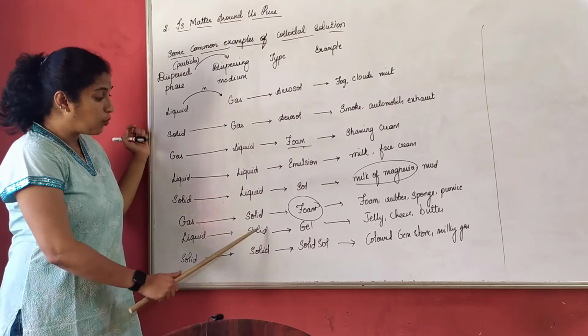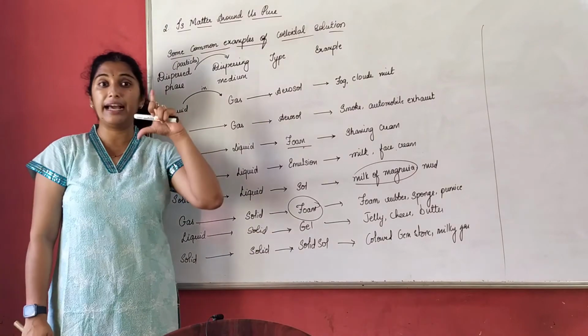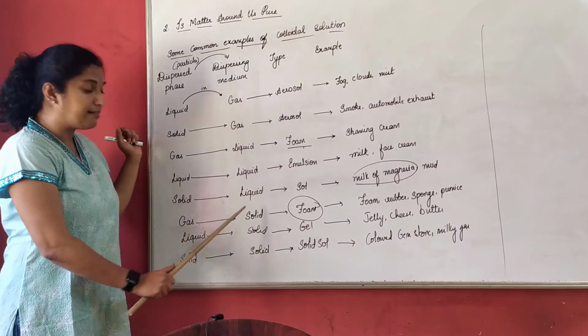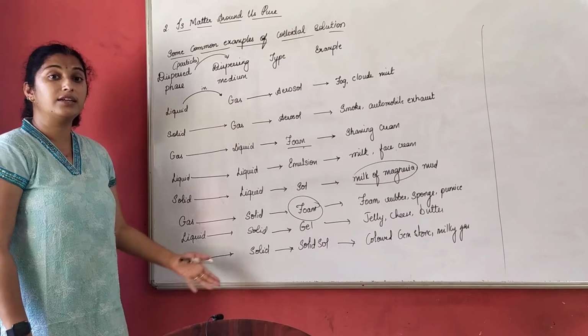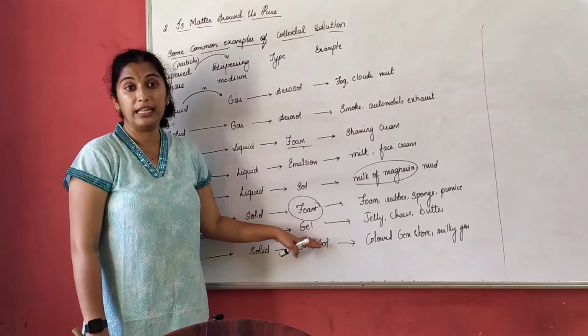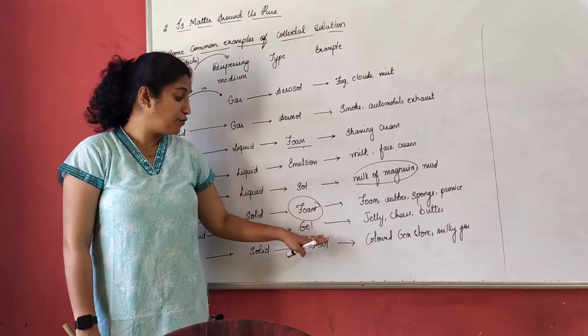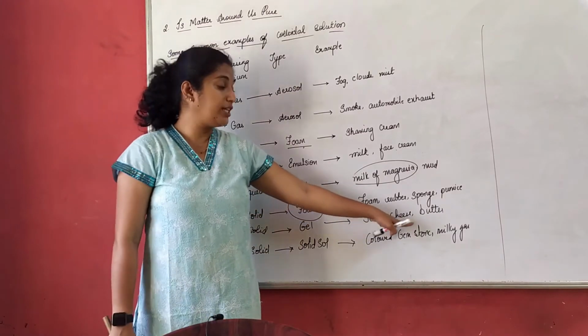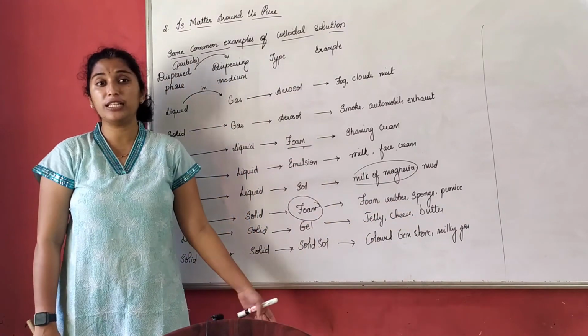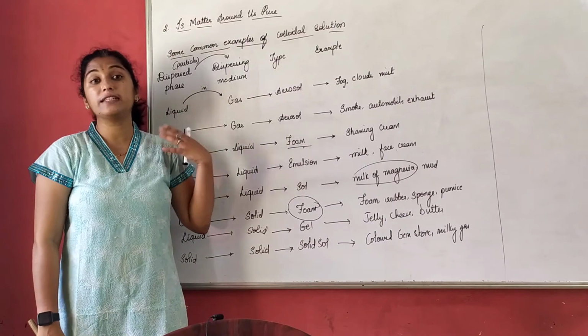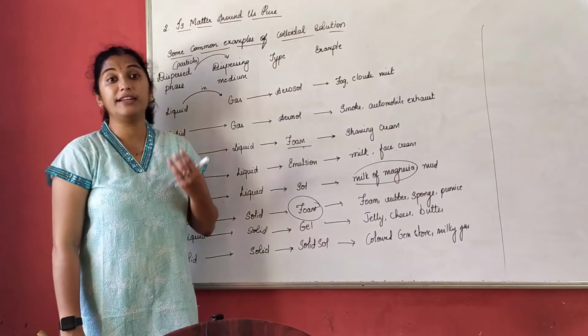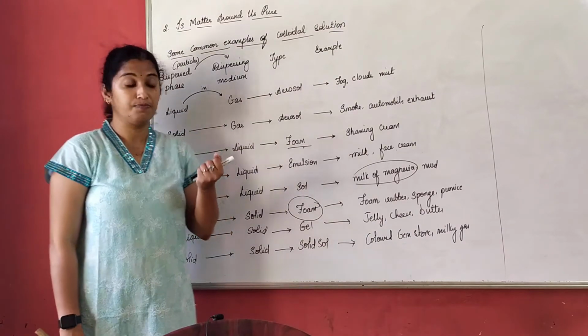Next one, liquid in solid. That means I have a solid, I am adding a little bit, 2 spoons, of liquid in it. What do we get? Gel, right? So examples of gel could be jelly, cheese and butter. You all have seen cheese, you all have seen butter, you all have seen jelly, right? Though it is a solid, still it is in a liquidish form.